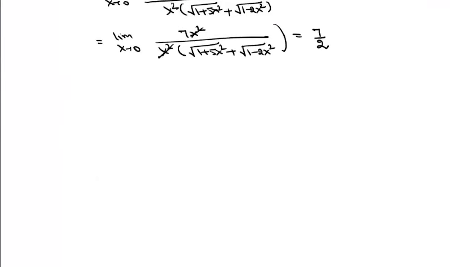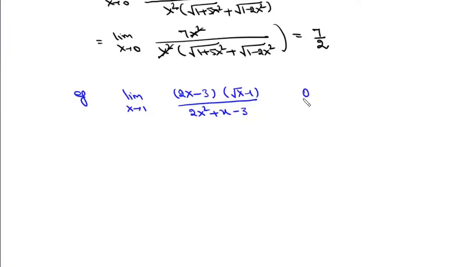Now let us take another example, which is this limit x tends to 1 of (2x minus 3) into under root x minus 1 upon 2x square plus x minus 3. Now if we put x as 1, 1 minus 1 is 0, and here this is 3 minus 3, 0, so this is 0 upon 0 form.